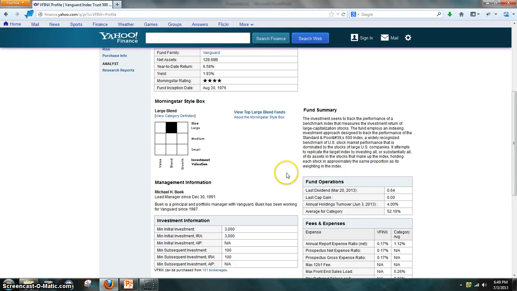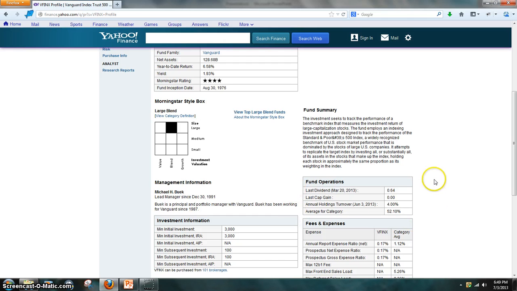That's over here on the right-hand side. This is a very important section. All right, so it's usually somewhere between 3 to 5 sentences. I'll read you the first one. It says, the investment seeks to track the performance of a benchmark index that measures the investment return of large capitalization stocks. So it tells you two things there. One, it's an index fund, and secondly, it's investing in large capitalization stocks. All right, that's a good amount of knowledge, good stuff to start out with, so always read the fund summary.